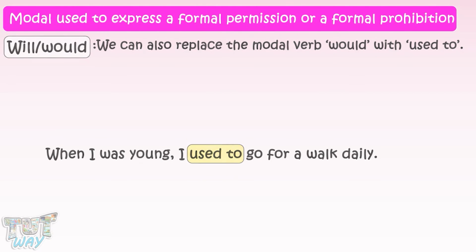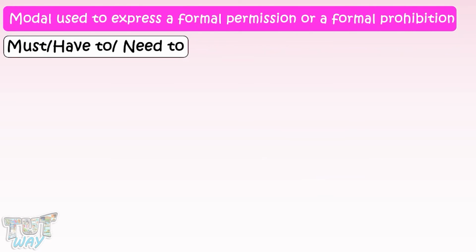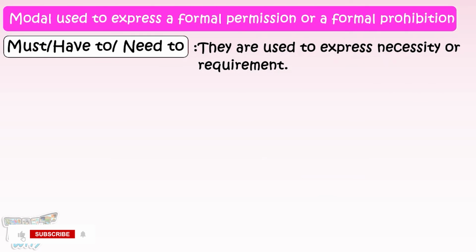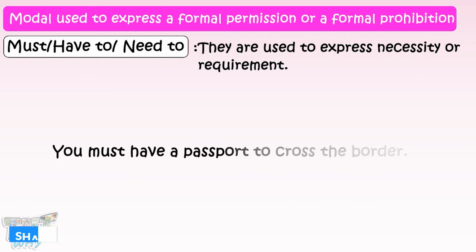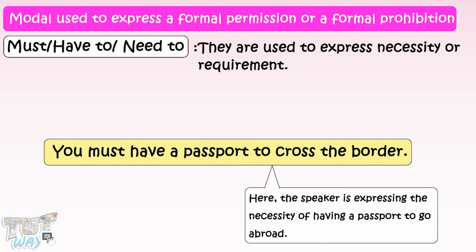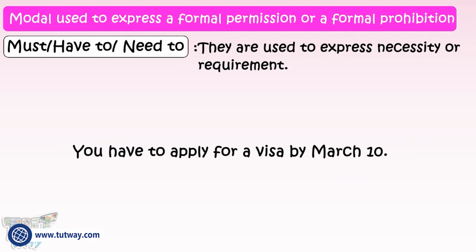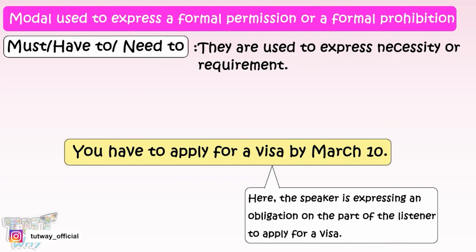Now here we have the modal verbs must, have to, need to. They are used to express necessity or requirement. You must have a passport to cross the border. Here, the speaker is expressing necessity of having a passport to go abroad. You have to apply for a visa by March 10th. Here, the speaker is expressing an obligation on the part of the listener to apply for a visa.